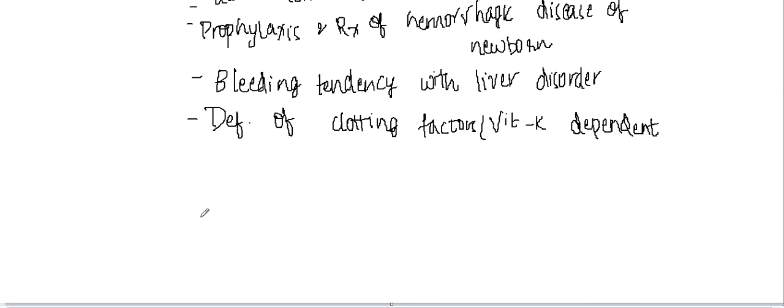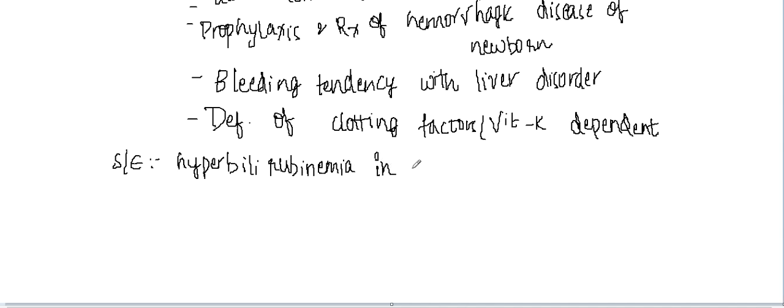Now what is the side effect of vitamin K? Excess vitamin K administration can cause hyperbilirubinemia in premature infants. So this is about vitamin K.